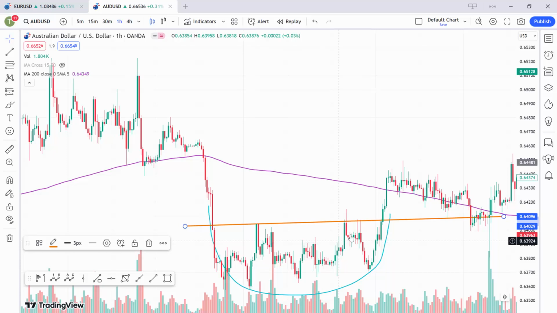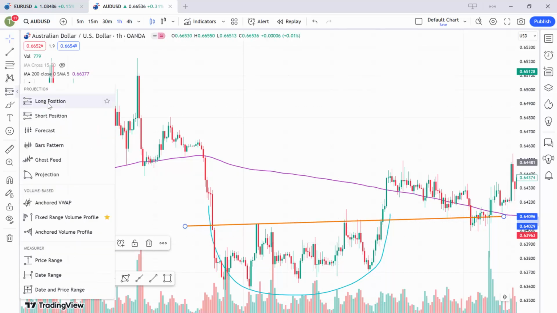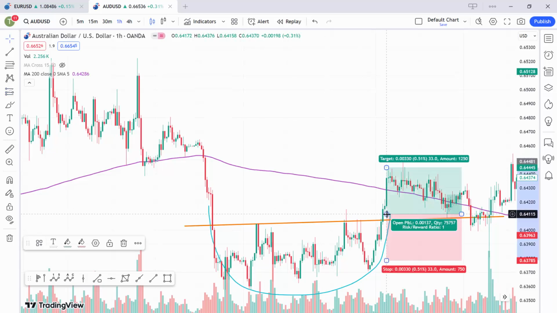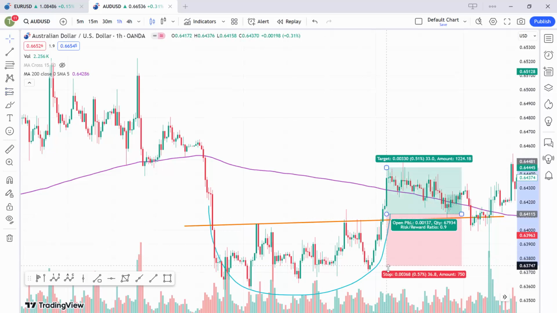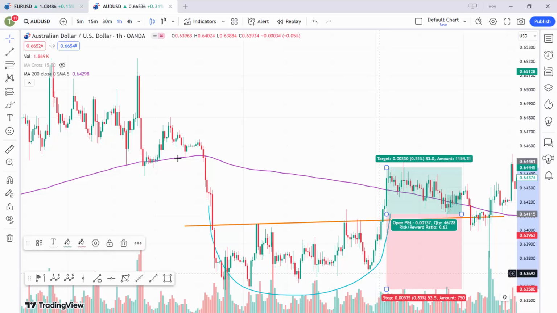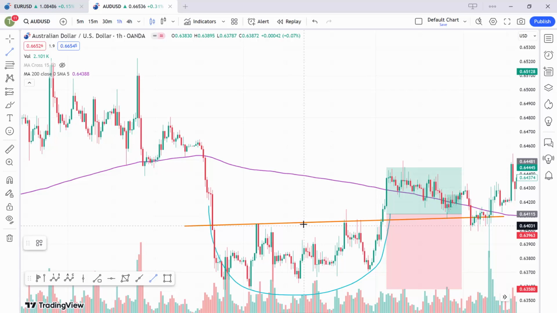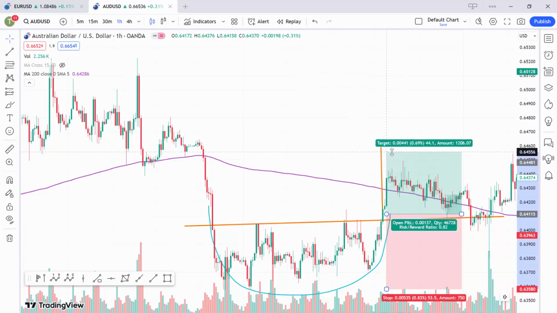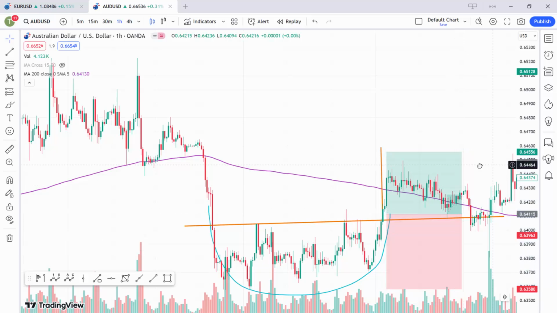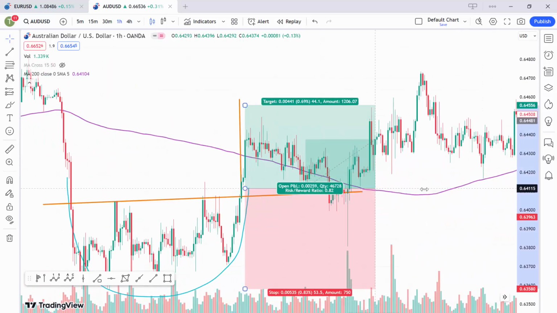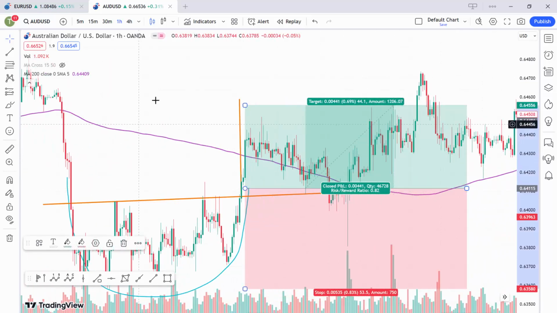Now we enter the trade when the neckline was broken. So we would go long, round about here. Set your stop loss below the lowest point of the rounded bottom. Calculate your take profit by drawing the distance from the neckline to the lowest point. So we can set the take profit around about here. And in this particular case, the trade would have been good.